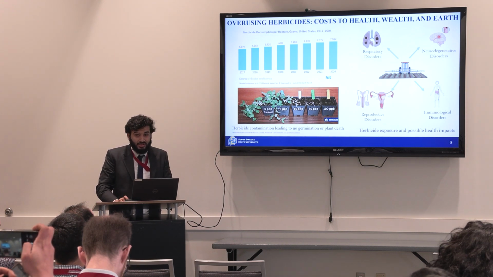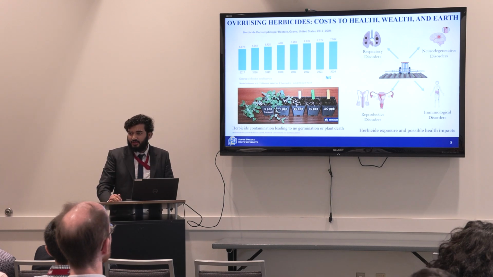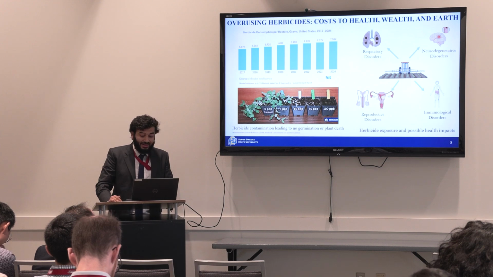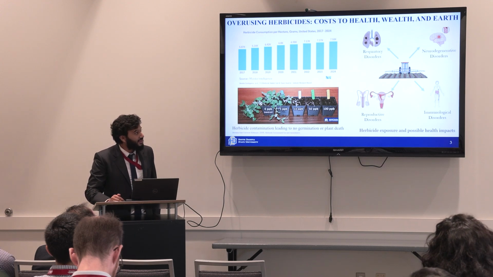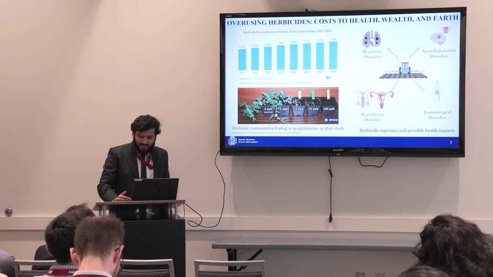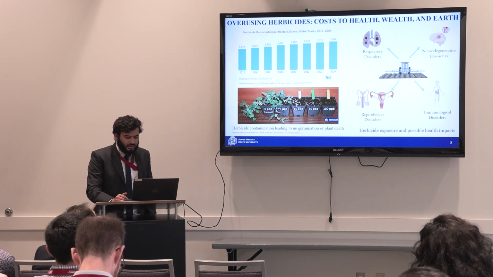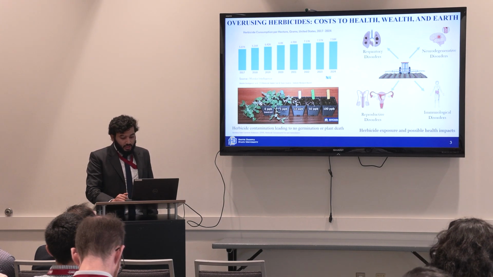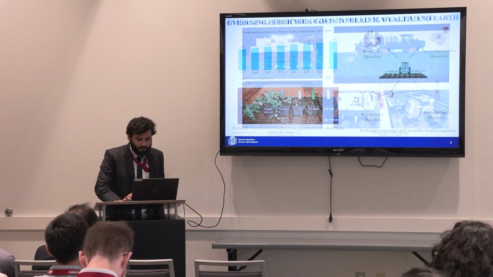Montana State University Extension performed a study looking at glyphosate only, and found that if the concentration of glyphosate in soil is more than 5 parts per billion, that leads to improper germination or even death of plants. We also have studies in medical sciences which say that if glyphosate makes its way into our human system, it can lead to respiratory disorders, neurodegenerative disorders, reproductive disorders, and immunological disorders. So these are critical problems we need to solve.